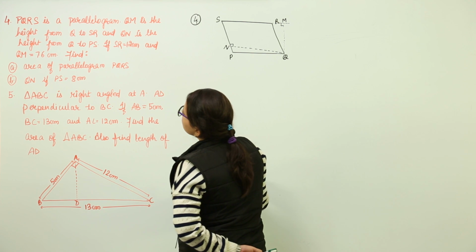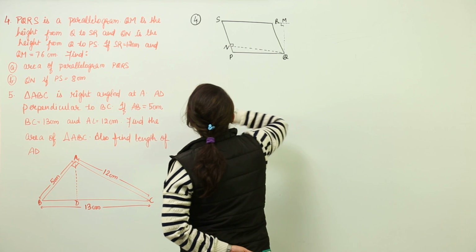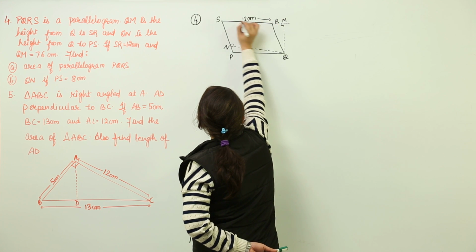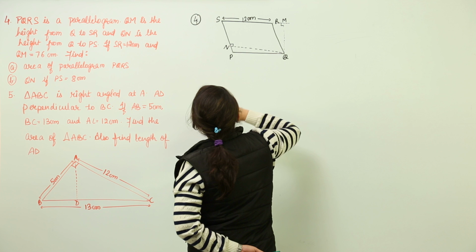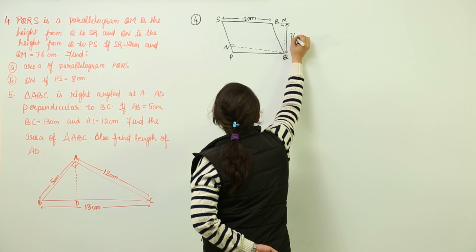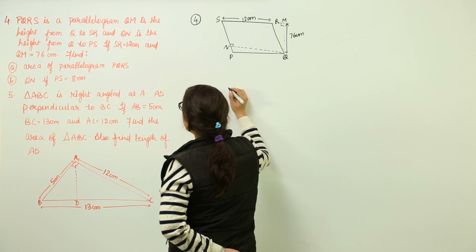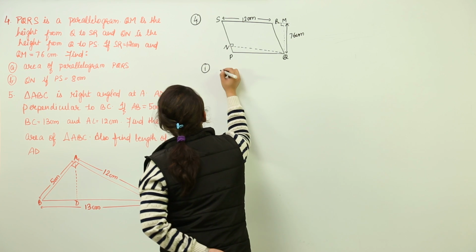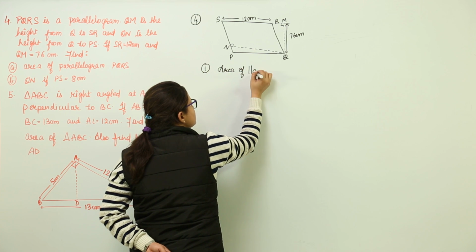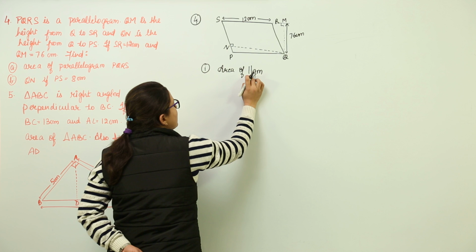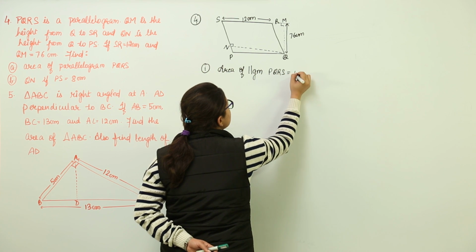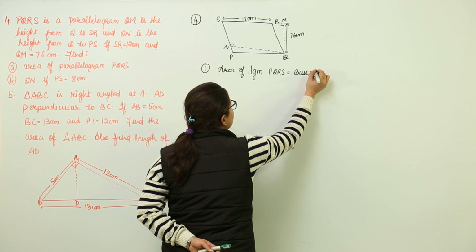Now we have been given the measurements of SR, which is 12. SR is given as 12 centimeters. QM is given as 7.6 centimeters. We have to find out the area in the first part. So we know the area of parallelogram PQRS, I am writing this in short form, equals base into height.